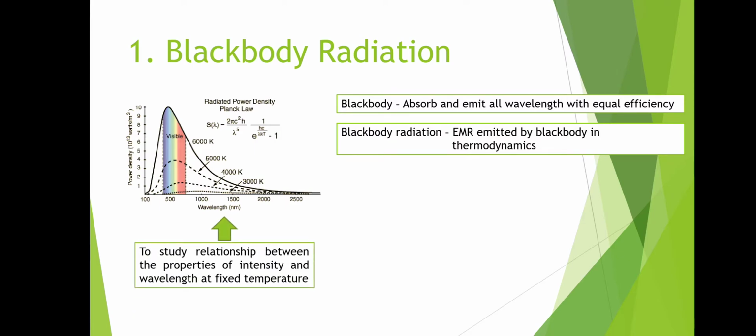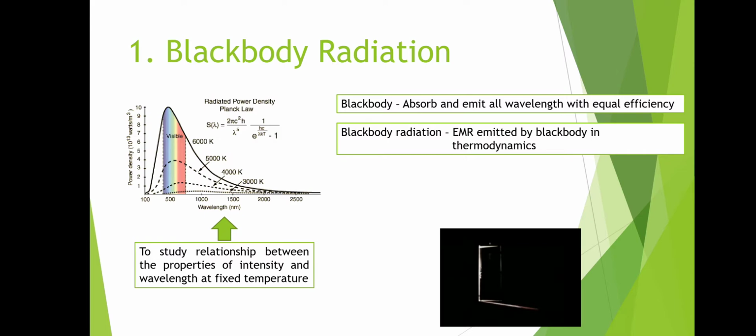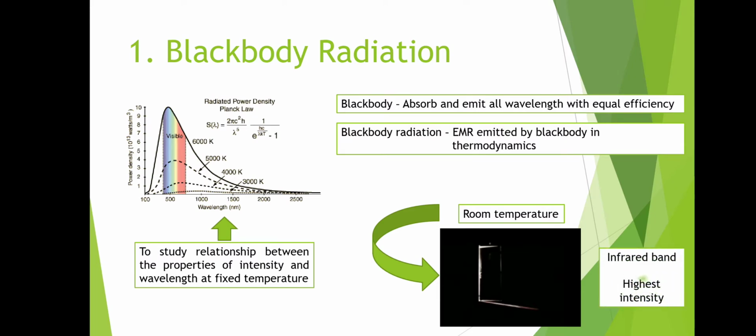Because of its efficiency in emitting all wavelengths with equal efficiency, blackbody radiation can be used to study the relationship between the properties of intensity and wavelength at a fixed temperature. For example, in a dark room at room temperature, the object inside the room will appear dark. This is because the highest intensity at room temperature is in the infrared band.